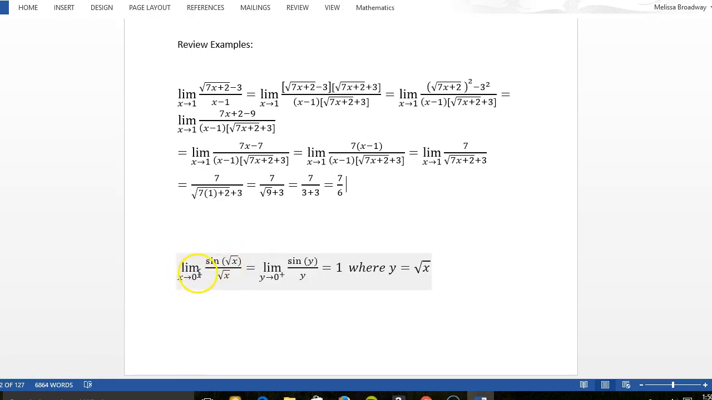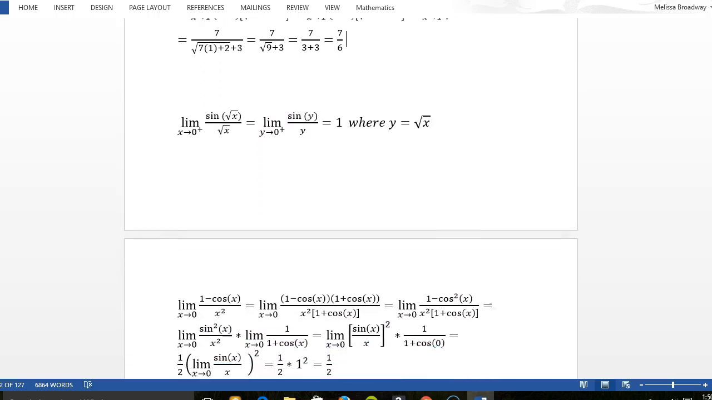The limit as x goes to 0 plus, from the right, of the sine of the square root of x over the square root of x. That's the limit as y goes to 0 plus of the sine of y over y, which is 1, where we make the variable substitution y equals the square root of x. And after all, as x is going to 0 from the right, y is also going to 0 from the right. Okay?